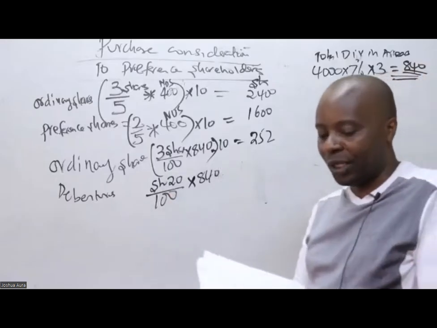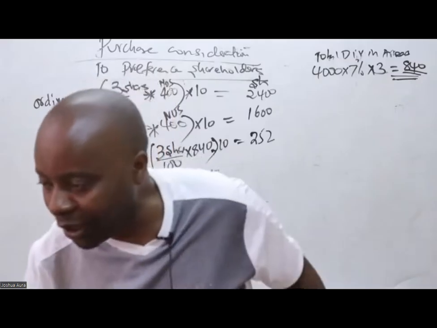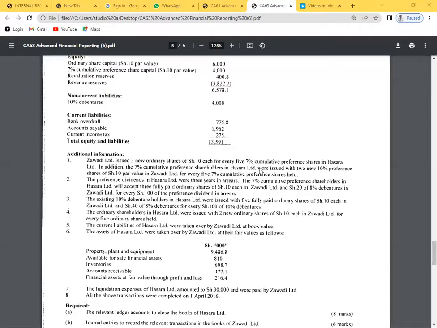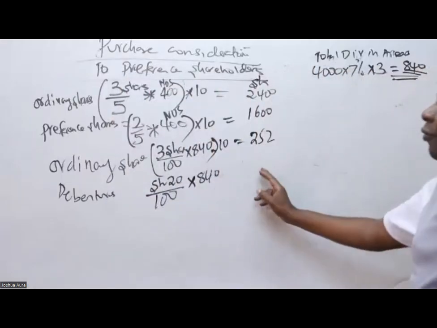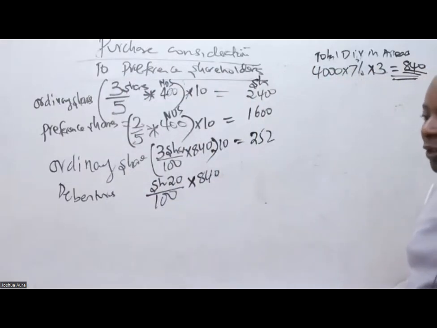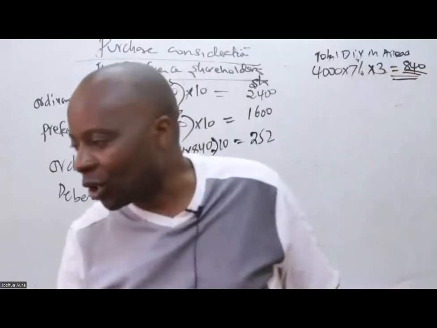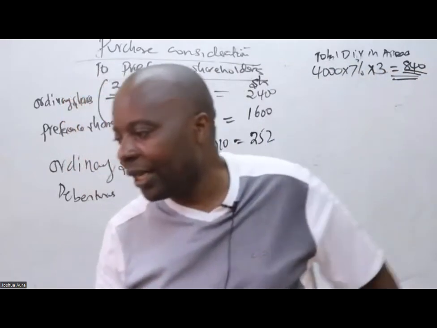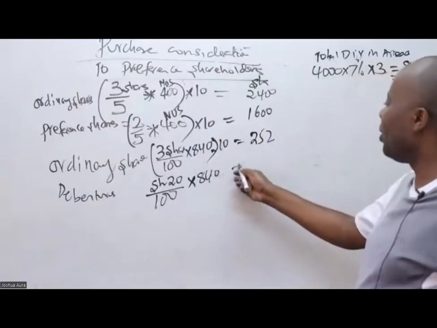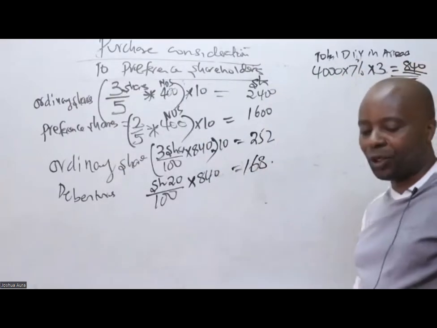If you read this, they are telling us the shillings 20 of 8% debentures is for every 100 of preference dividend. So if 100 gives 20, what about 840? This one here will give me how much in form of debentures? 168. This gives me 168. Thank you very much.